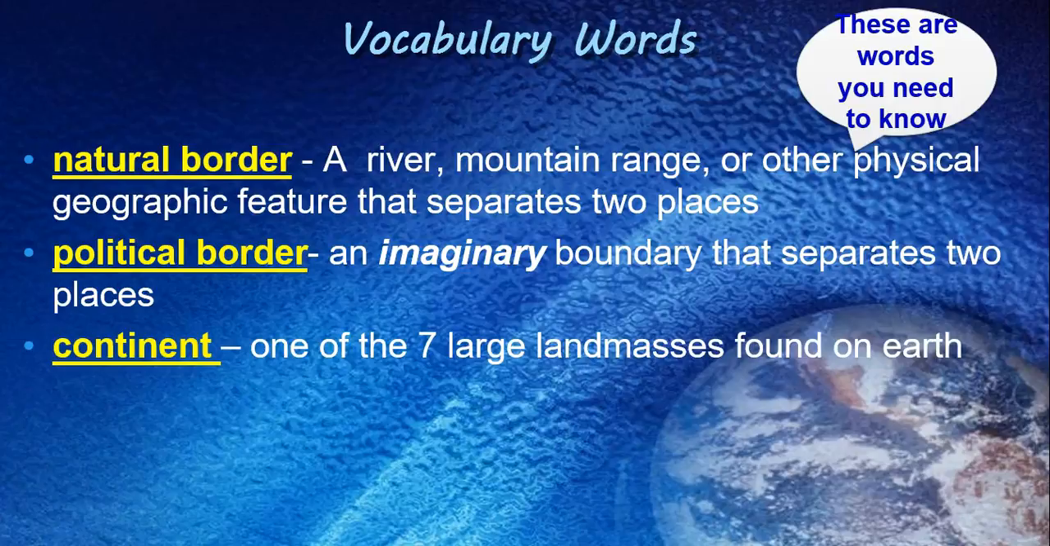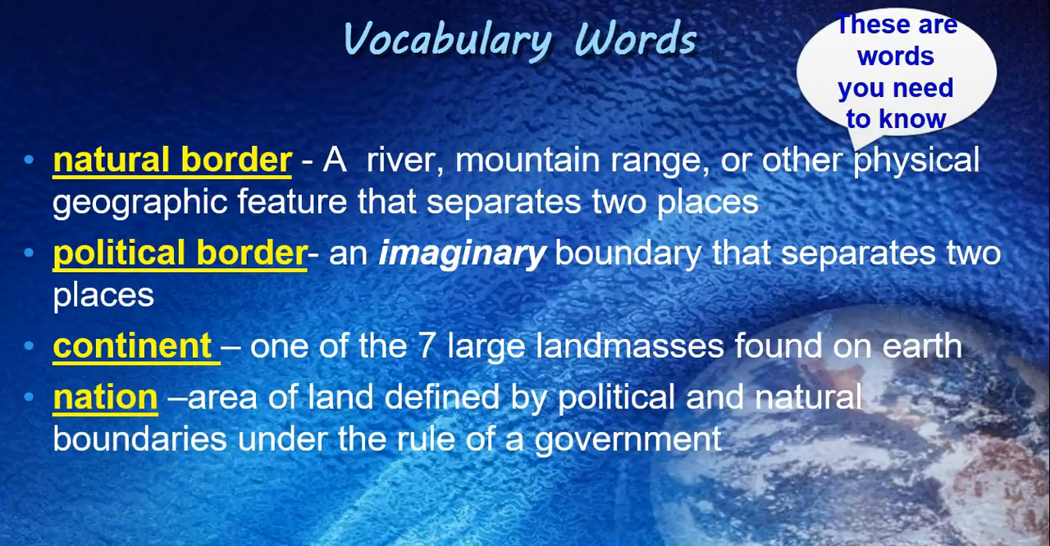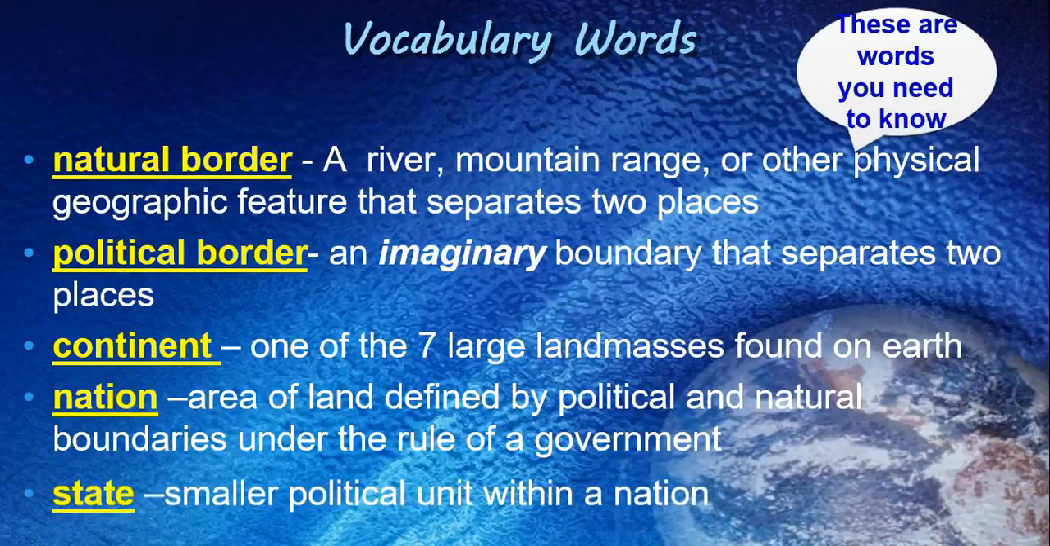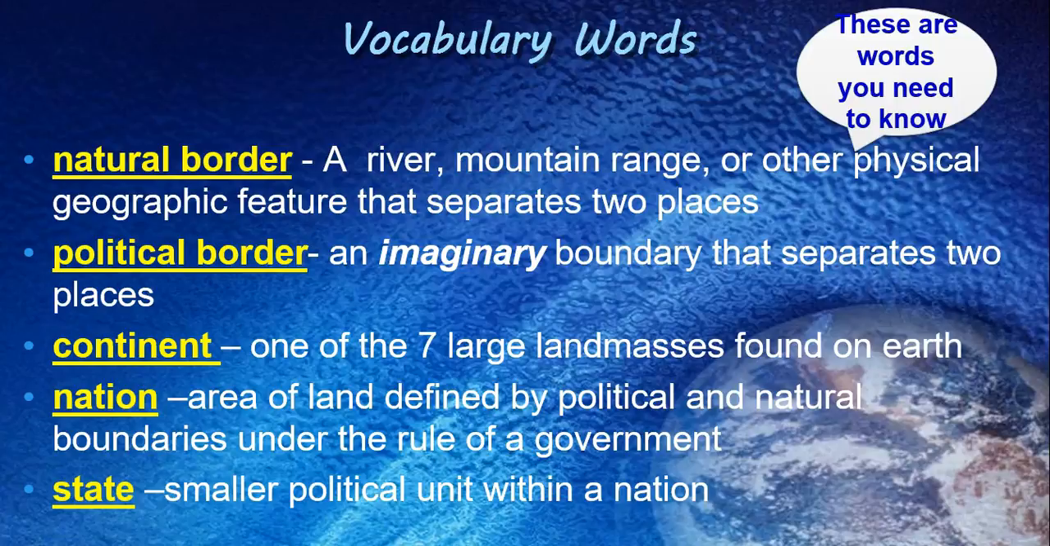Continent. One of the 7 large land masses found on Earth. We have 7 big pieces of land out there. Nation. Area of land defined by political and natural boundaries under the rule of a government. United States of America is a nation. Mexico is a nation. State. Smaller political unit within a nation. Florida is a state in the United States, in our nation. Now remember, if you need to go back to the words, just press pause or rewind.